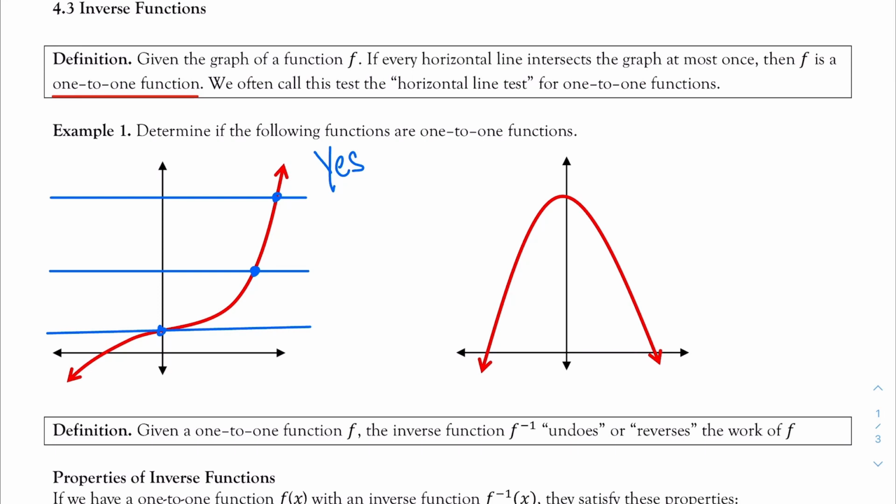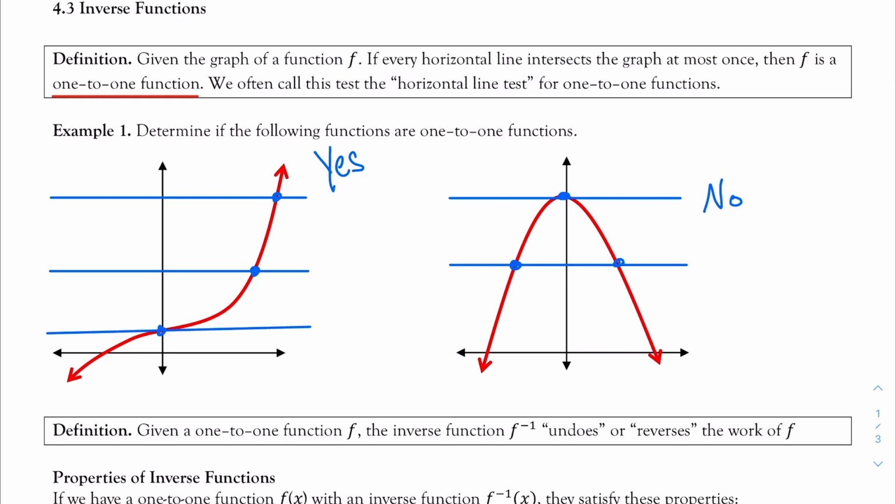What about the second one? You might be tempted to say, all right, if I draw a horizontal line up here, then I touch my graph once. But we've got to be careful, we're checking every single horizontal line. If I look at this horizontal line here, I can see that this horizontal line touches my graph twice. Well, if it touches it more than once, then no, we are not a one-to-one function. So we have our horizontal line test. So why did I mention a one-to-one function? What was the point of that? And how does this tie in with my function composition?